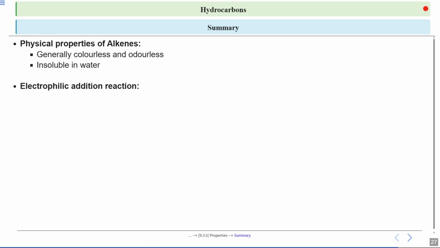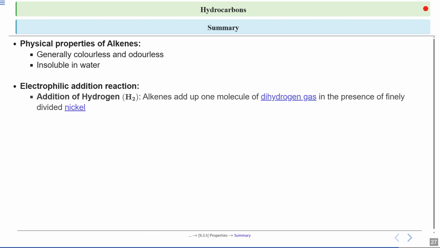Right? Then we have electrophilic addition reaction. So let us look at the addition of hydrogen, also called hydrogenation. In this reaction, alkenes react with hydrogen gas in the presence of a nickel catalyst. The double bond breaks and the 2 hydrogen atoms add to the carbons, turning your alkene into alkane.